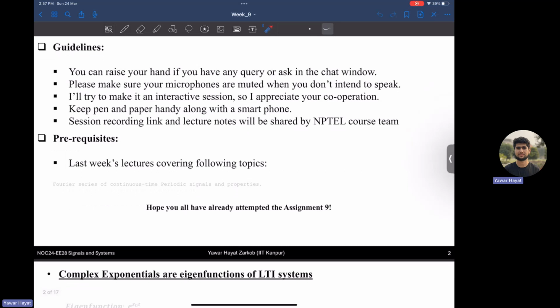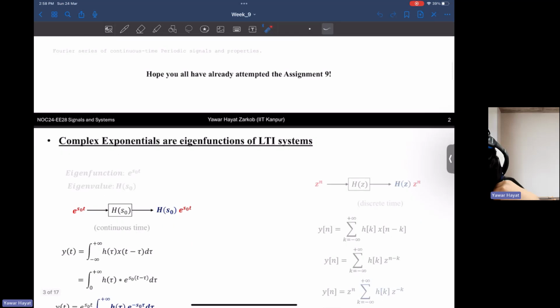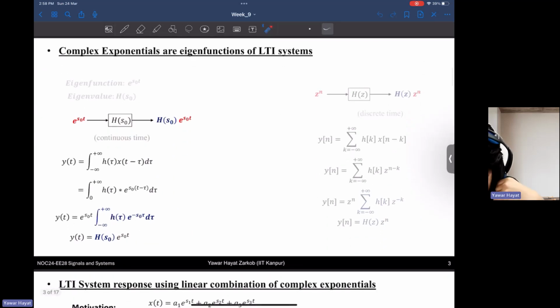Prerequisites include the last week's lectures that covered the following topics: the Fourier series of continuous time periodic signals and properties, and I'm sure you all would have gone through the lectures. On top of that, I'm sure you all would have attempted assignment 9 before watching the session. So let's go through a brief recap.